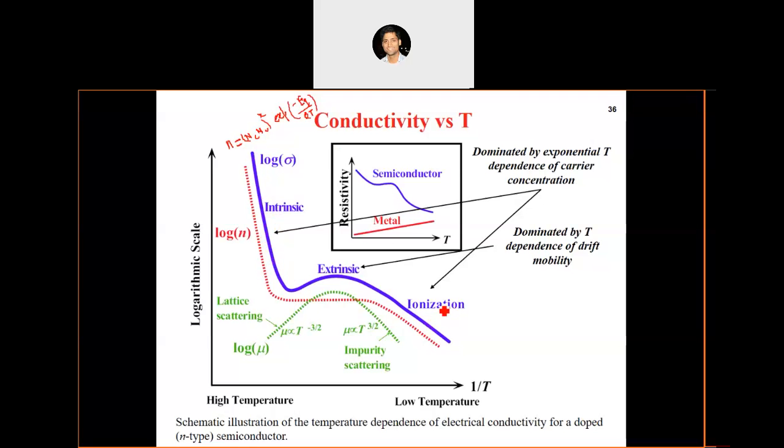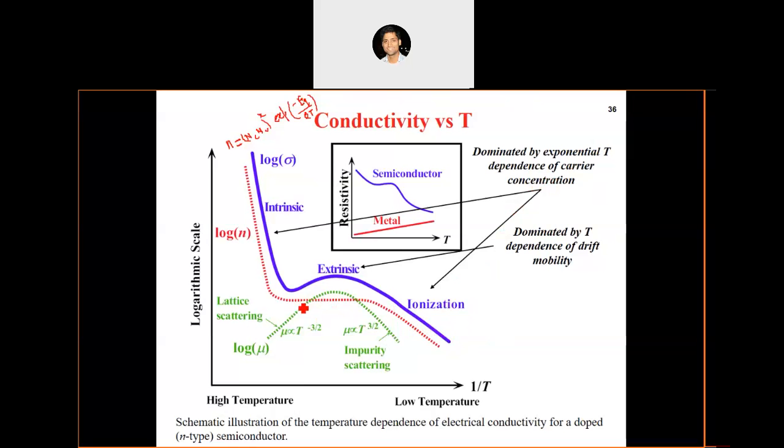Similar thing happens also for ionization, because in ionization also we get a similar kind of dependence, only instead of Eg, which is the band gap, here we have, if you remember, Ef minus Ec, right? But the temperature dependence remains the same, it remains exponential only. So that is why again the conductivity curve follows the carrier concentration curve, because the exponential dependence of carrier concentration on temperature dominates in this region, right?